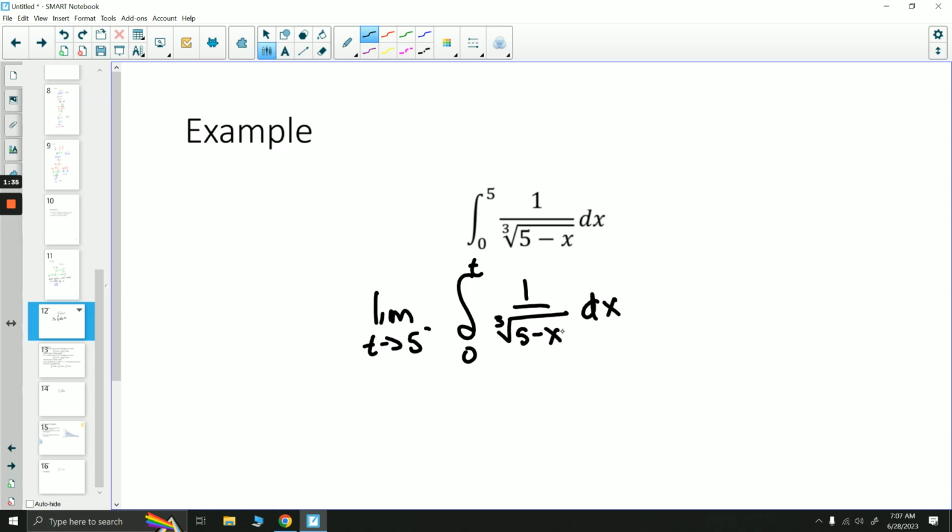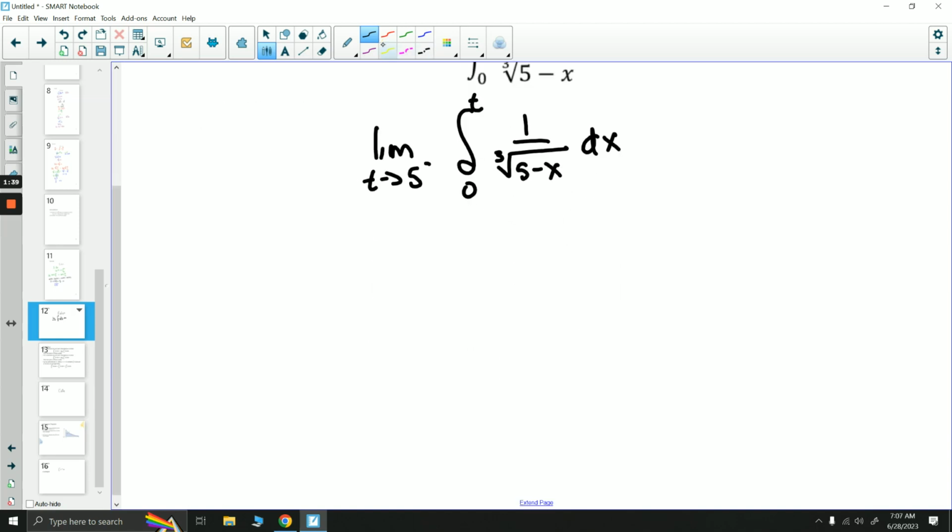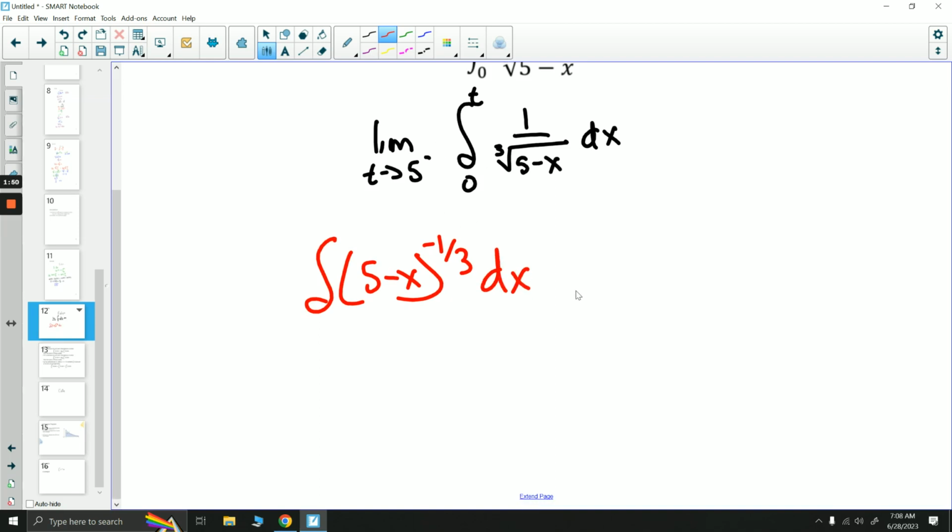So we're going to take this integral first. We first need to integrate this thing, so let's take a look at that. I'm going to write this as 5 minus x to the negative 1/3. This is what I'm going to integrate, and I'm going to drop these for now just to save myself the hassle.